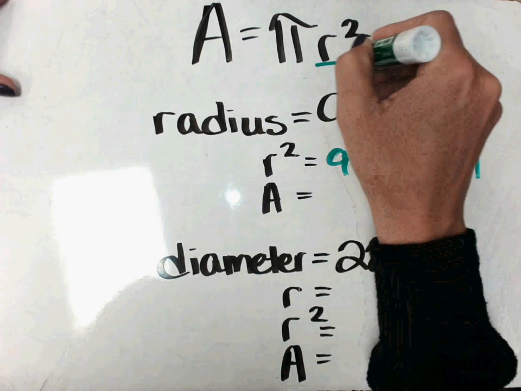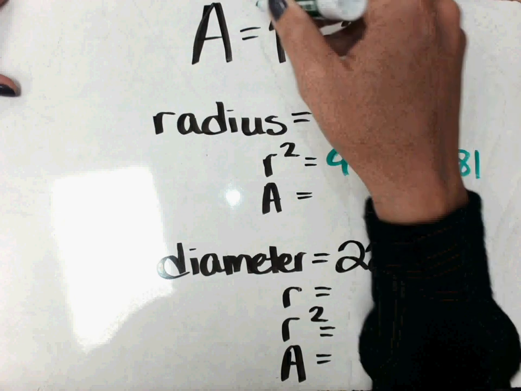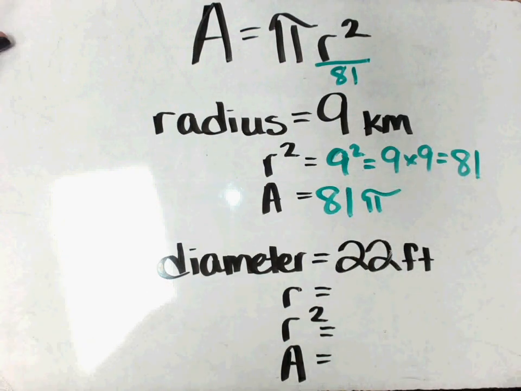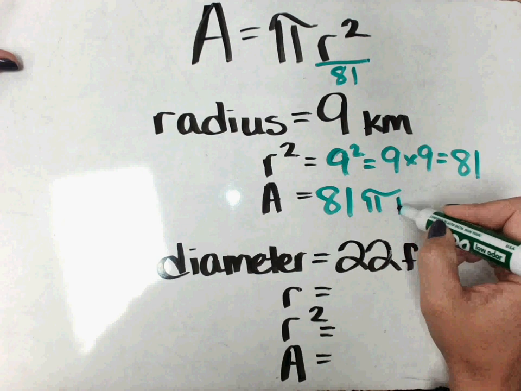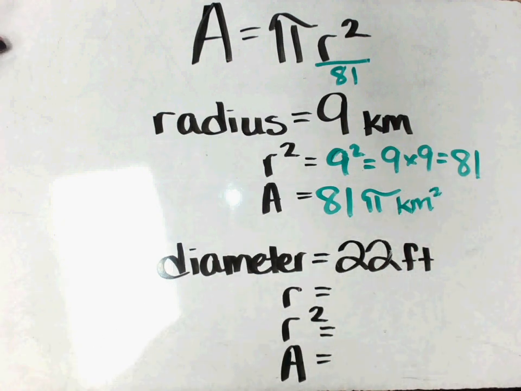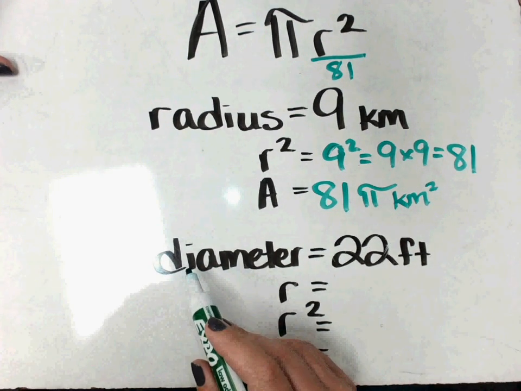So now we can plug that into our formula. Radius squared was 81, and we just put that times pi, number first, just because that's how they like it in math terms, would be 81 pi. So our area is 81 pi. And we should probably put kilometers squared. That would be the units. Kilometers squared.